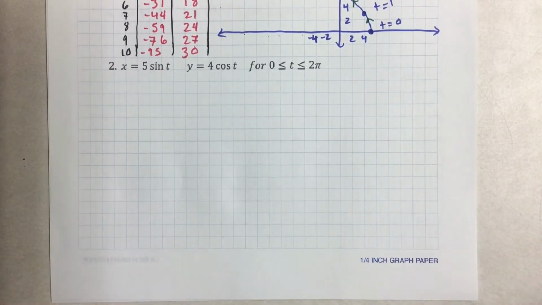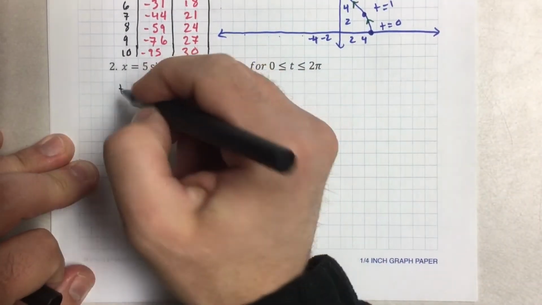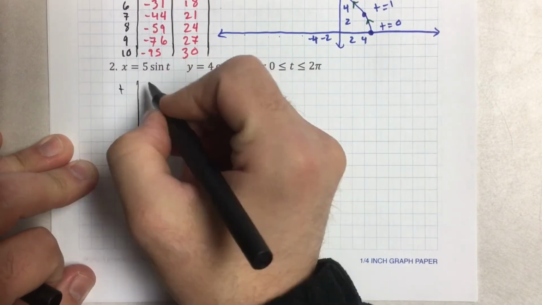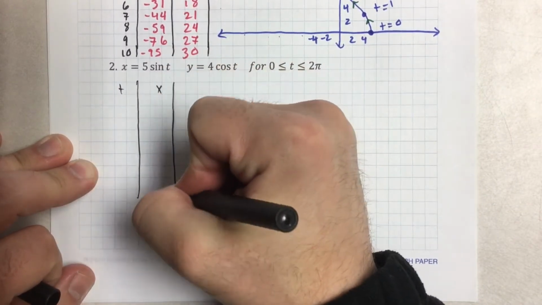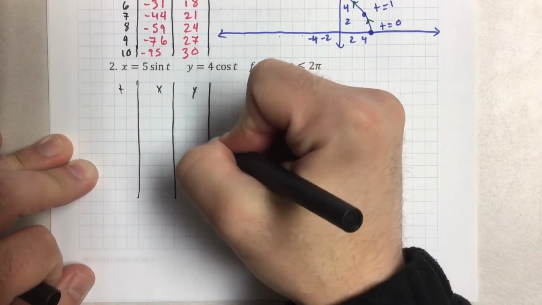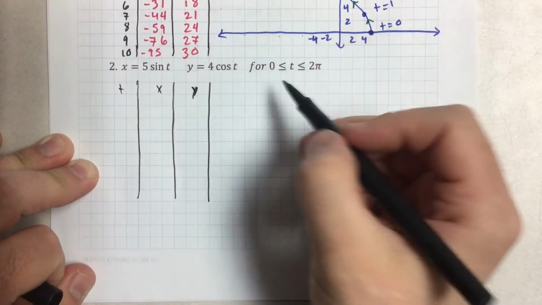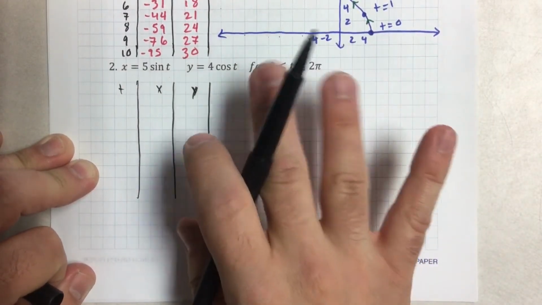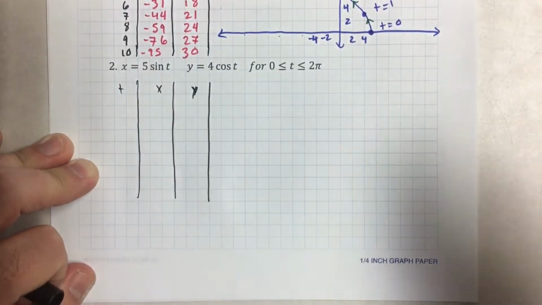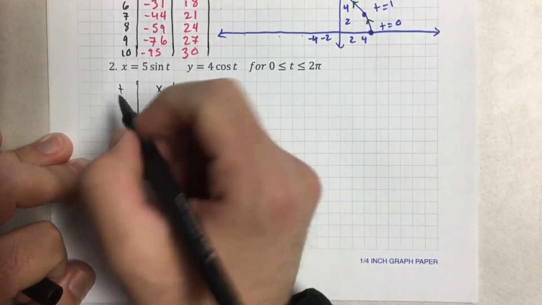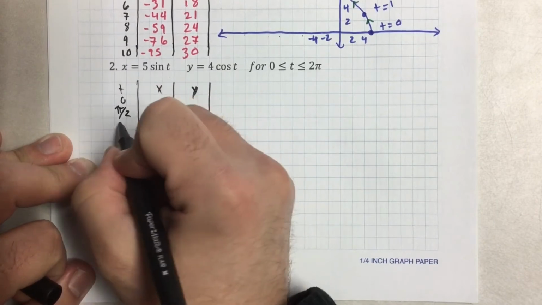I'm going to give you the first couple of values. I'm going to speed up so we can quickly get through this. So let's have our t column, our x, and our y. All right, so we're going from 0 to 2 pi. When dealing with radians, it's okay to go from 0 to pi over 2 to pi. It's not often that's a good increment.